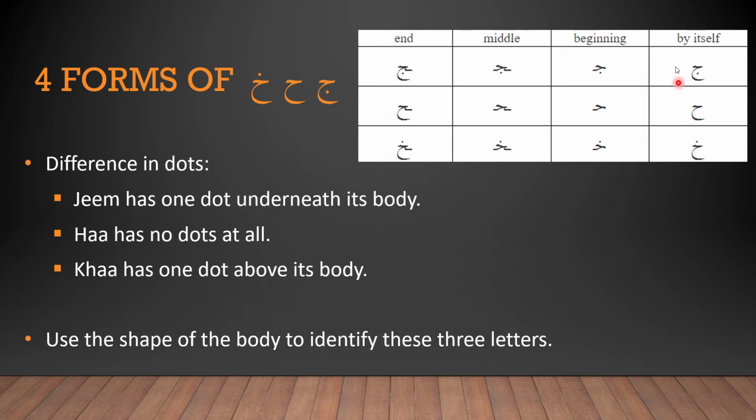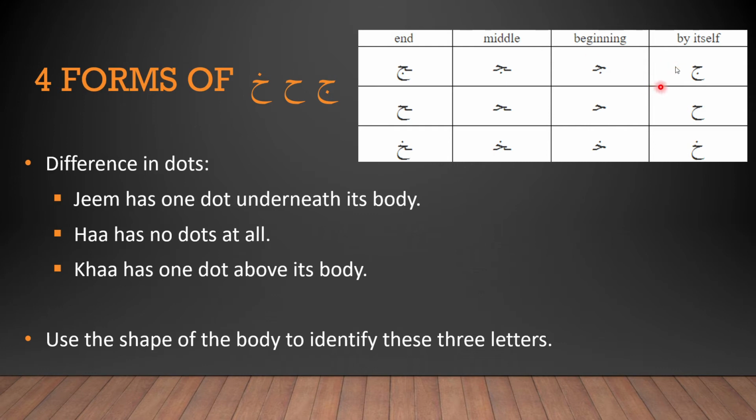The letters Jeem, Ha and Kha are very similar to each other because they have the same body. The only difference is the dots. So we see that in each form they have the same body and the only difference between them is the dots. That's why it is always very important in the Arabic language to learn about the dots of the alphabets. The dots and the position of the dots are extremely important in order to learn the Arabic language.